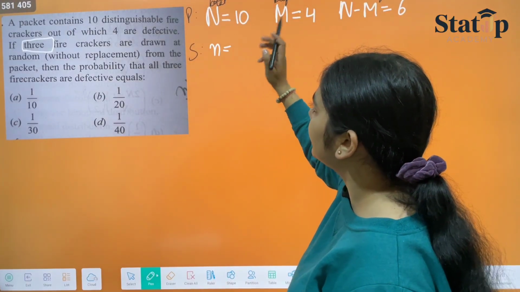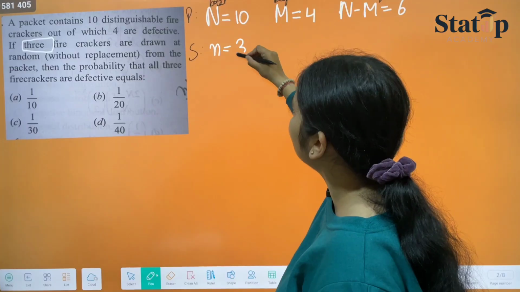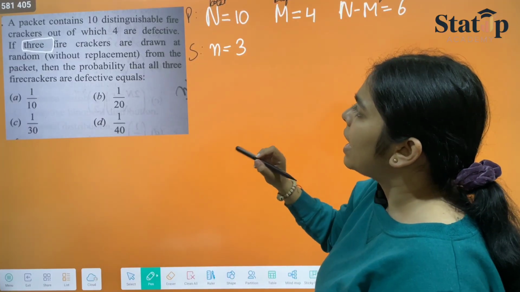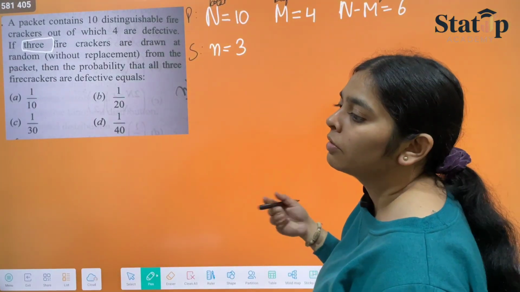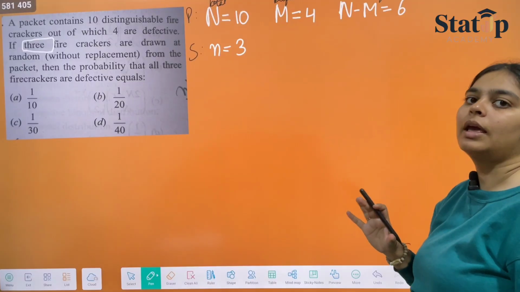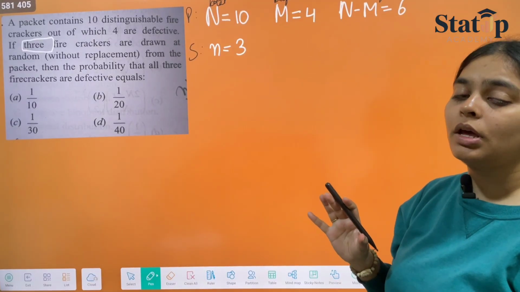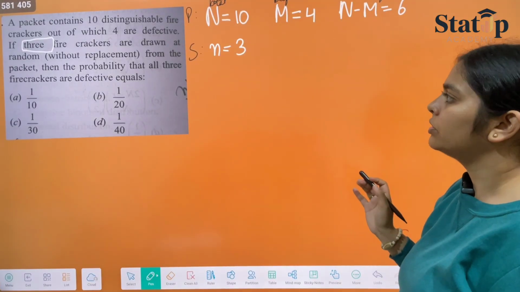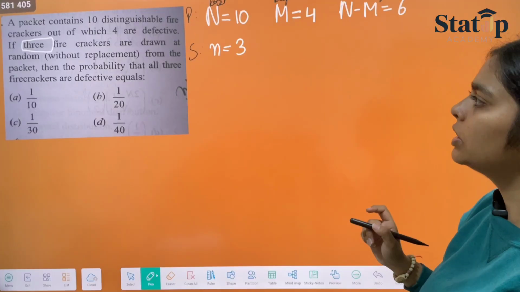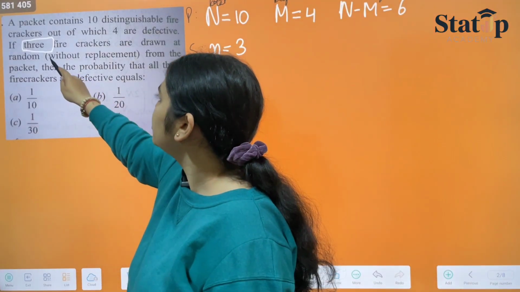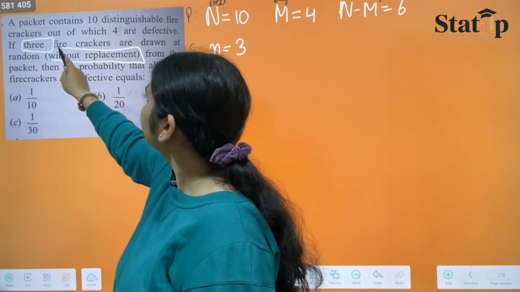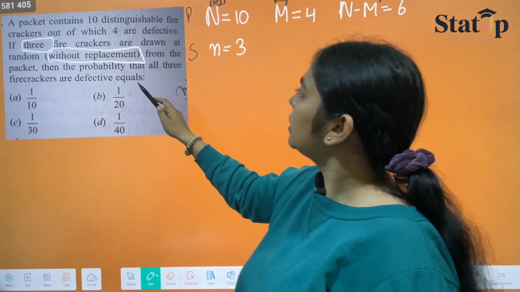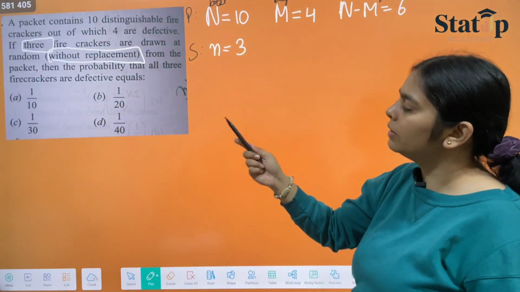So 3 firecrackers are drawn, meaning the total sample drawn is 3 at random without replacement. Without replacement is the case which is very important in our hypergeometric distribution. So the words without replacement are very important for hypergeometric distribution. From the packet, then the probability that all 3 are defective.